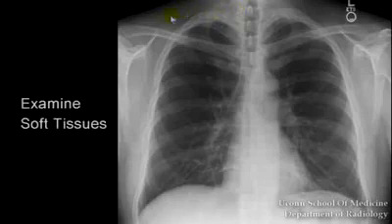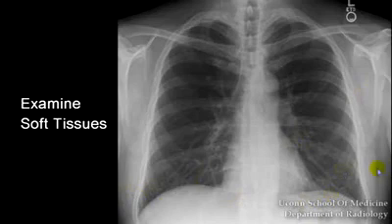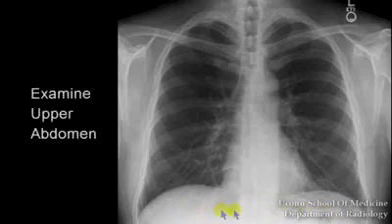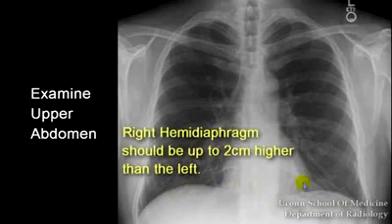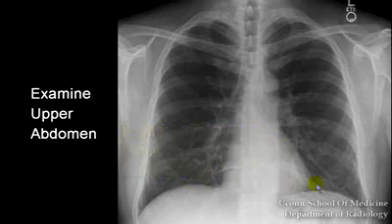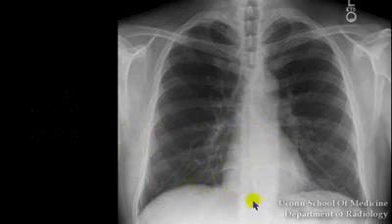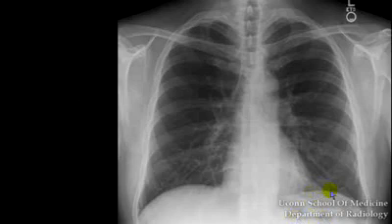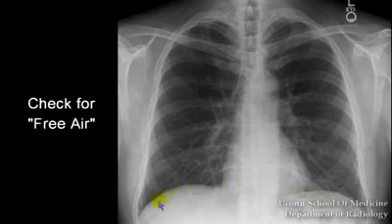Start up top. Examine the soft tissues of the neck, shoulders, and axilla. Sweep down the center, looking for fractures of the sternum. Examine the upper abdomen, which is directly underneath the diaphragm. The right hemidiaphragm should be higher than the left due to the presence of the liver. It should be about 1.5 to 2 centimeters higher. A gastric air bubble is normally visible under the left hemidiaphragm. Look for signs of free air directly beneath the diaphragm.